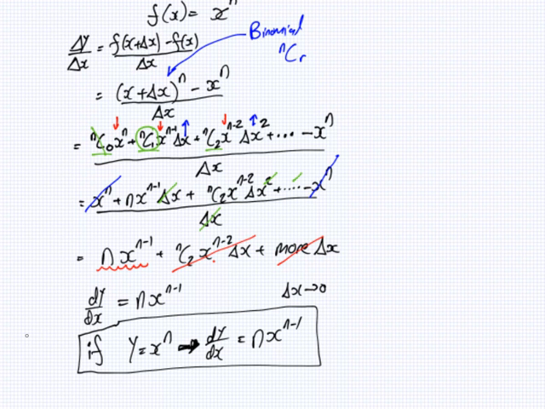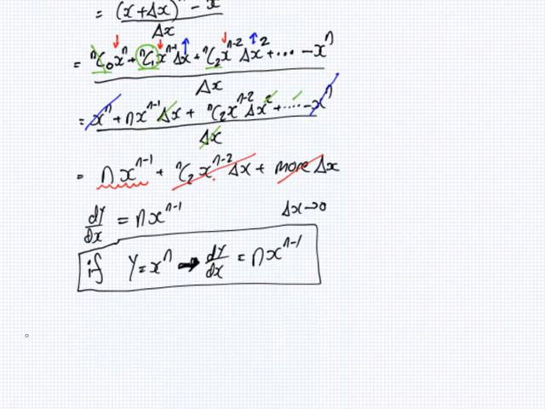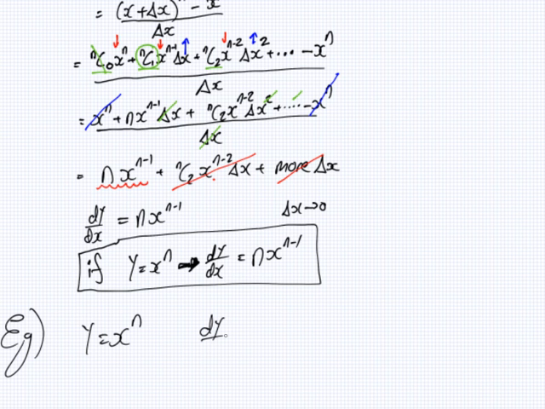So now we don't need the first principles method. If you can write it in the form of x power n, then you know what the result should be. I'll give you an example. If y equals x squared, then the slope of the tangent... The rule says you bring the power down in front, and then you take one away from the power. So this would be 2x power 1.